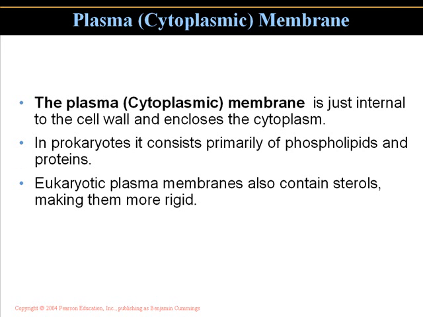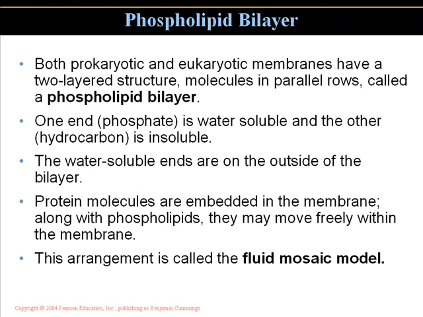Plasma cytoplasmic membrane. The plasma membrane is just internal to the cell wall and encloses the cytoplasm. In prokaryotes, it consists primarily of phospholipids and proteins. Eukaryotic plasma membranes also contain sterols, making them more rigid. Both prokaryotic and eukaryotic membranes have a two-layered structure, with molecules in parallel rows called a phospholipid bilayer. Those of you who have had A&P1 are familiar with this term. One end of the phospholipid is water-soluble, the other is hydrocarbon or insoluble. The water-soluble ends are on the outside of the bilayer.